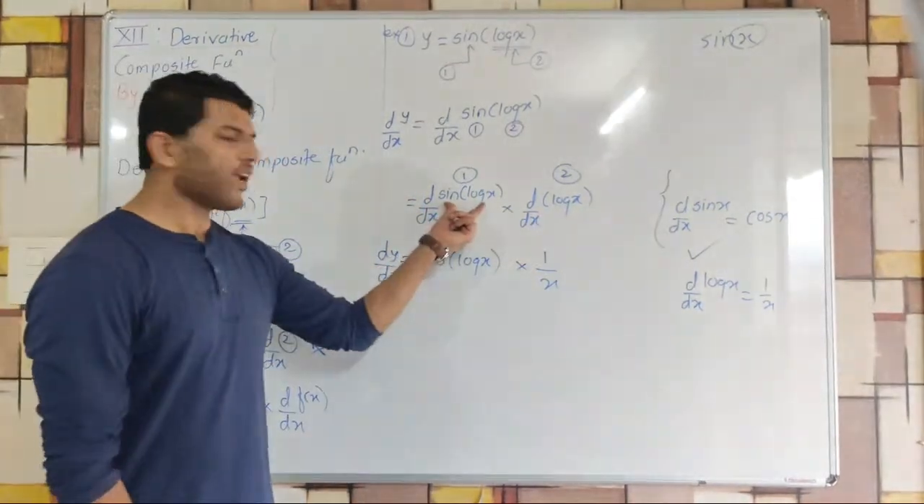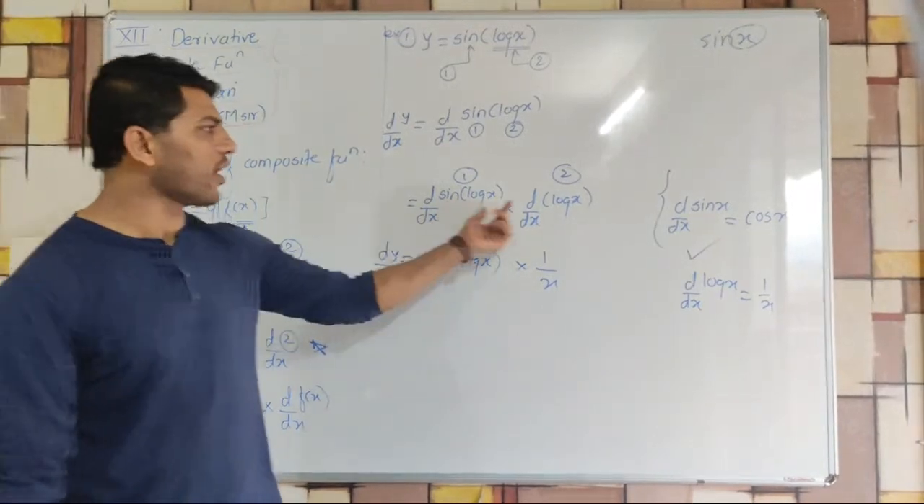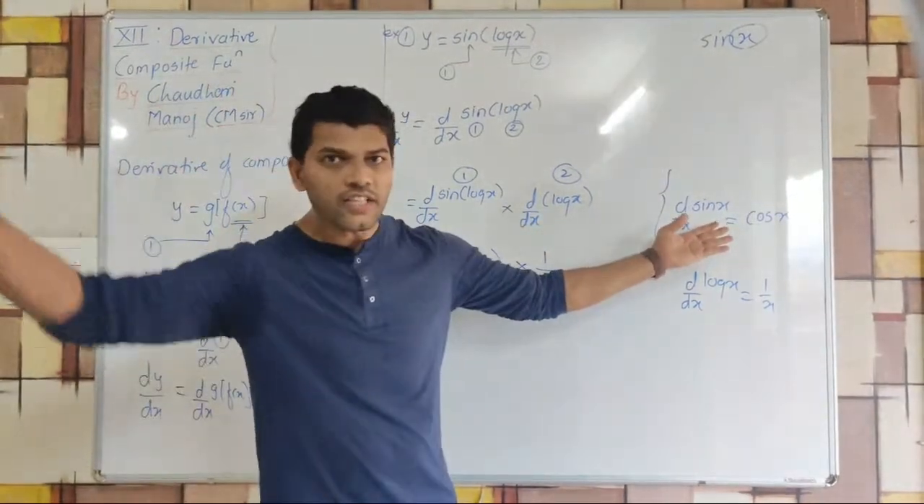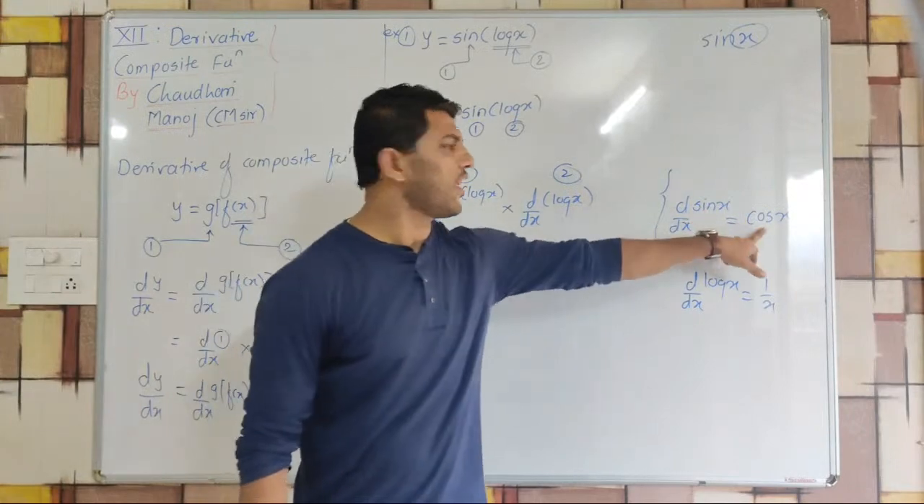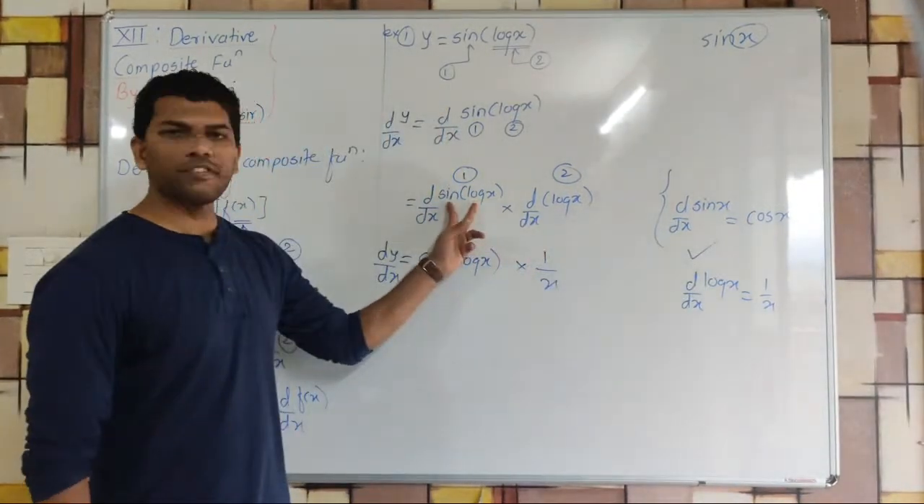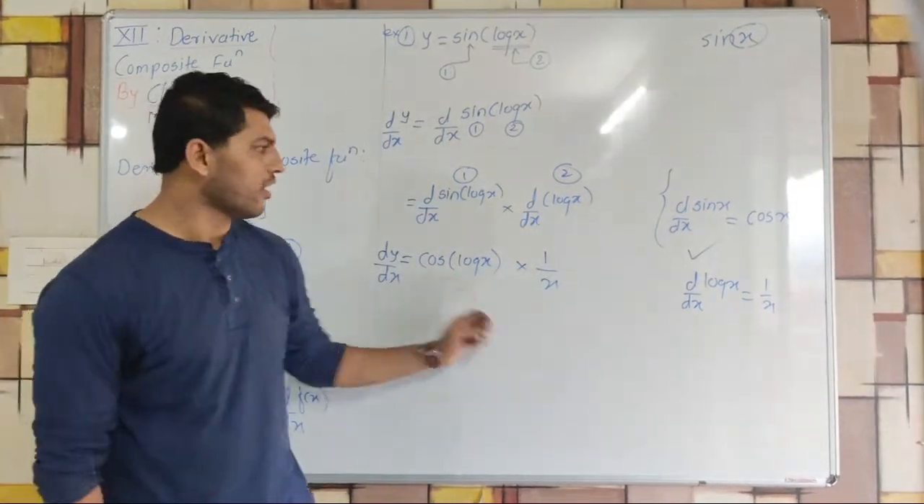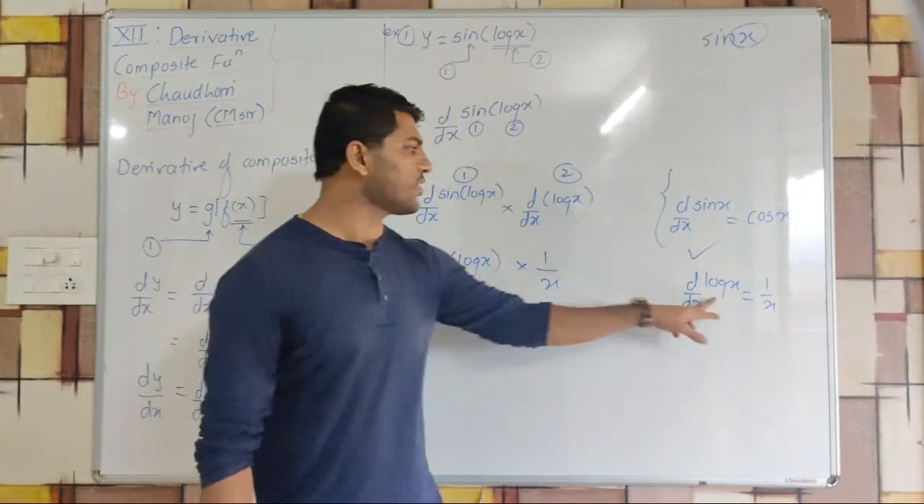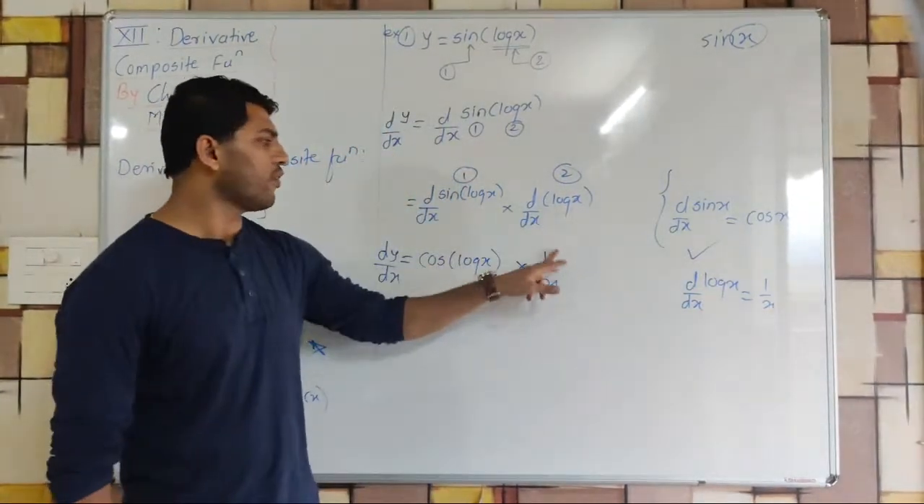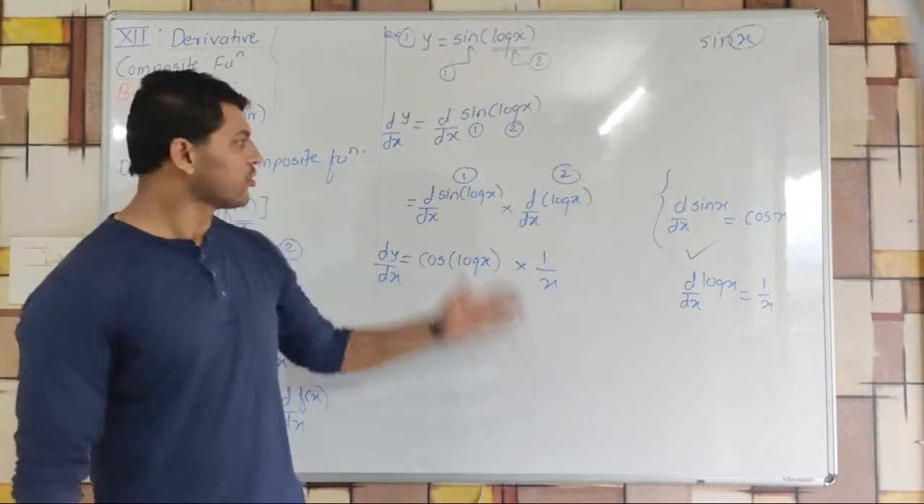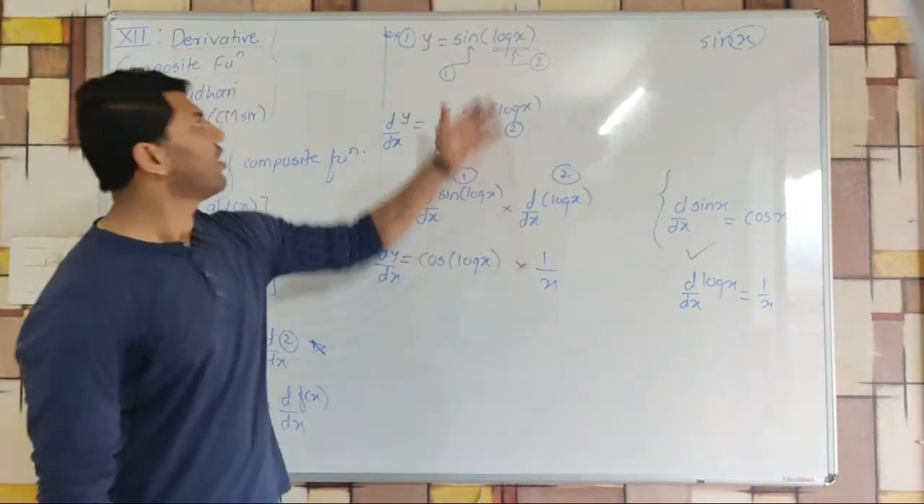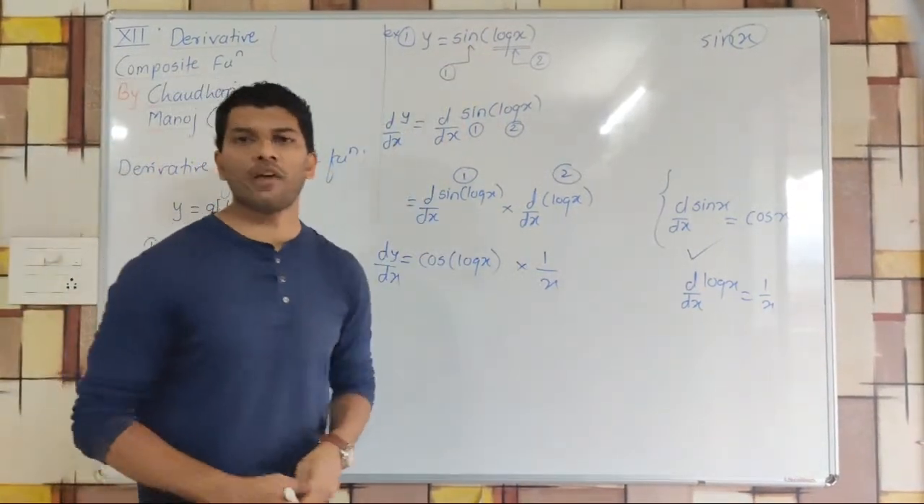Now, while tackling the derivative of the first part, sin of log x, try to recall the standard formula: the derivative of sin x is cos x. So the derivative of sin of log x is cos of log x. Then the second part, the derivative of log x, which is a standard formula: the derivative of log x is 1 by x. So that's all. This is the derivative of the composite function sin of log x.